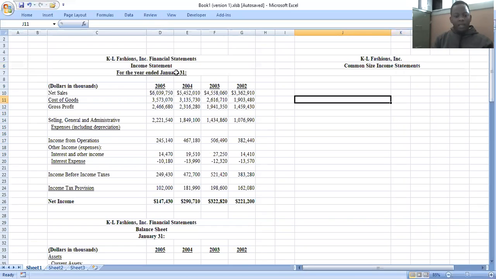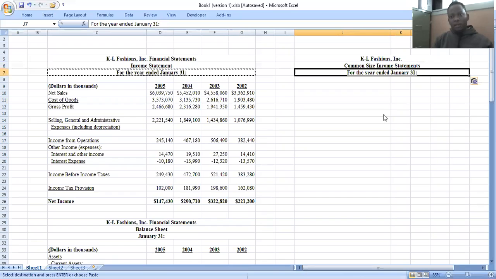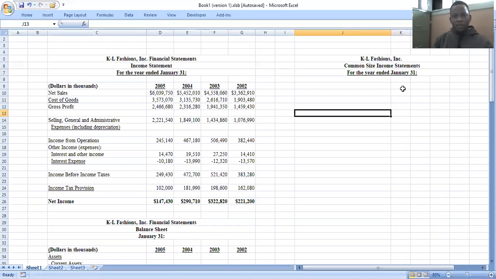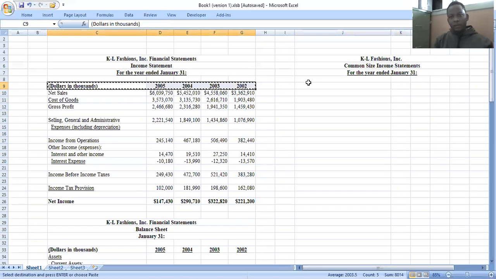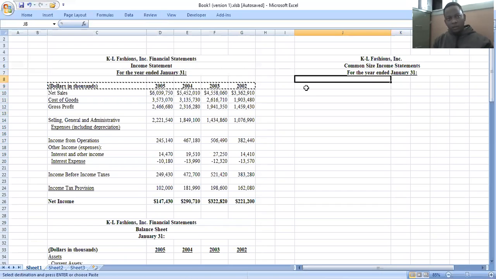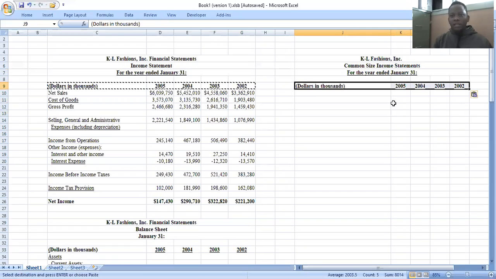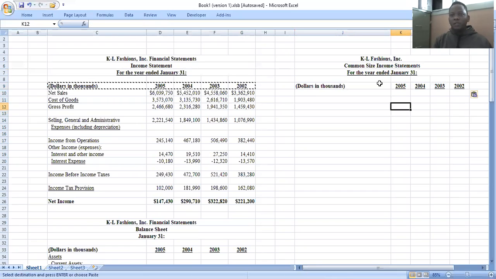Yeah, for the year ended 31st January. So this is a good example of a trend analysis. We are comparing the performance of a business over time, from the year 2002 to the year 2005.